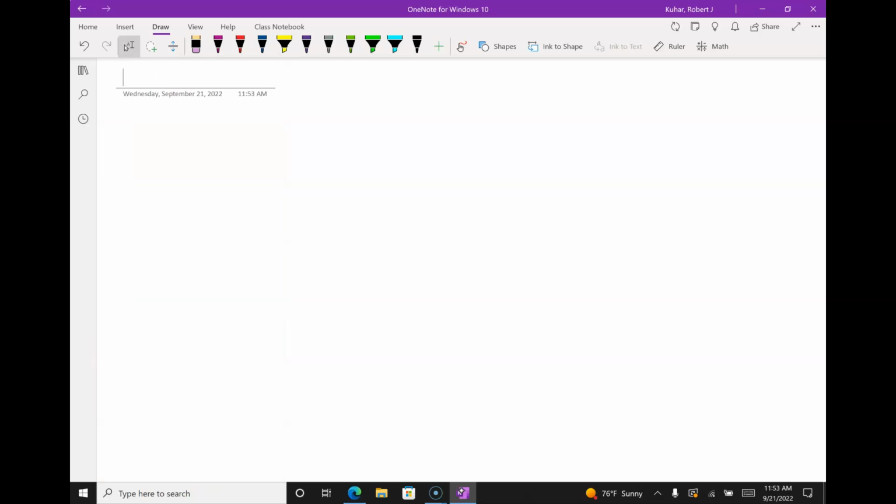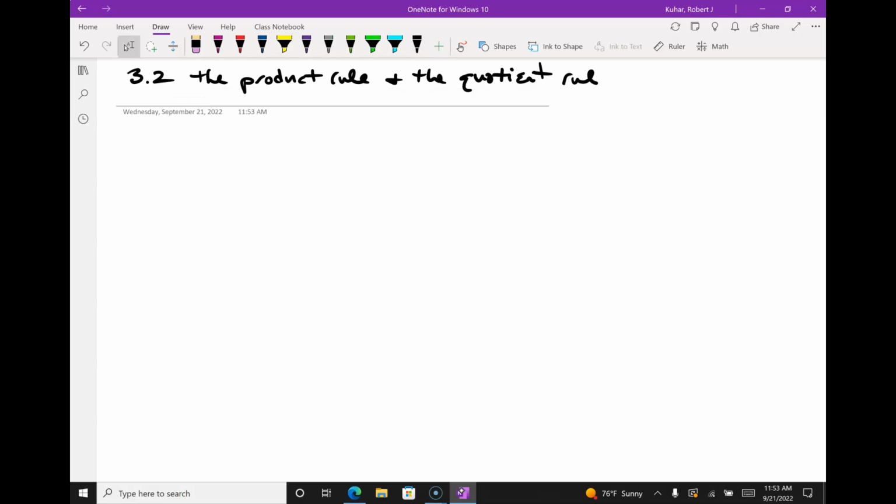We're talking about section 3.2, the product rule and the quotient rule. I'm talking about ways to get derivatives using shortcut methods. From now on, all our derivatives are going to be done with shortcuts, right? So you've got a list of shortcuts, and we're going to be adding to those.